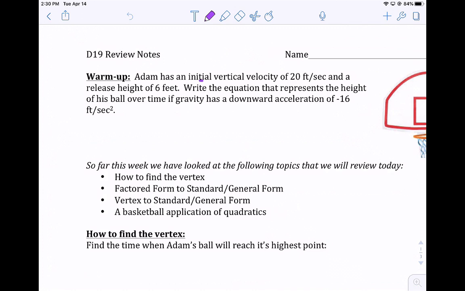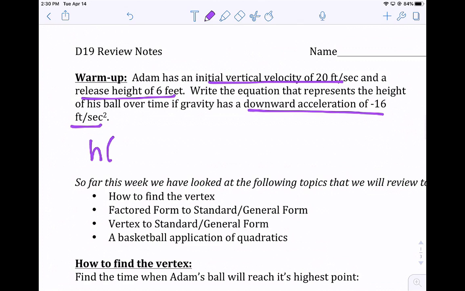We have this initial vertical velocity, and we have this downward acceleration, and he also has a release height of 6 feet. And if you've looked at the basketball section when we studied the path of the ball over time, we know that the equation can be represented by this. I'll say h of t, which is just his height over time. You could say y equals as well. First we start with the downward acceleration, that negative 16 feet per second squared. So it's negative 16t squared.